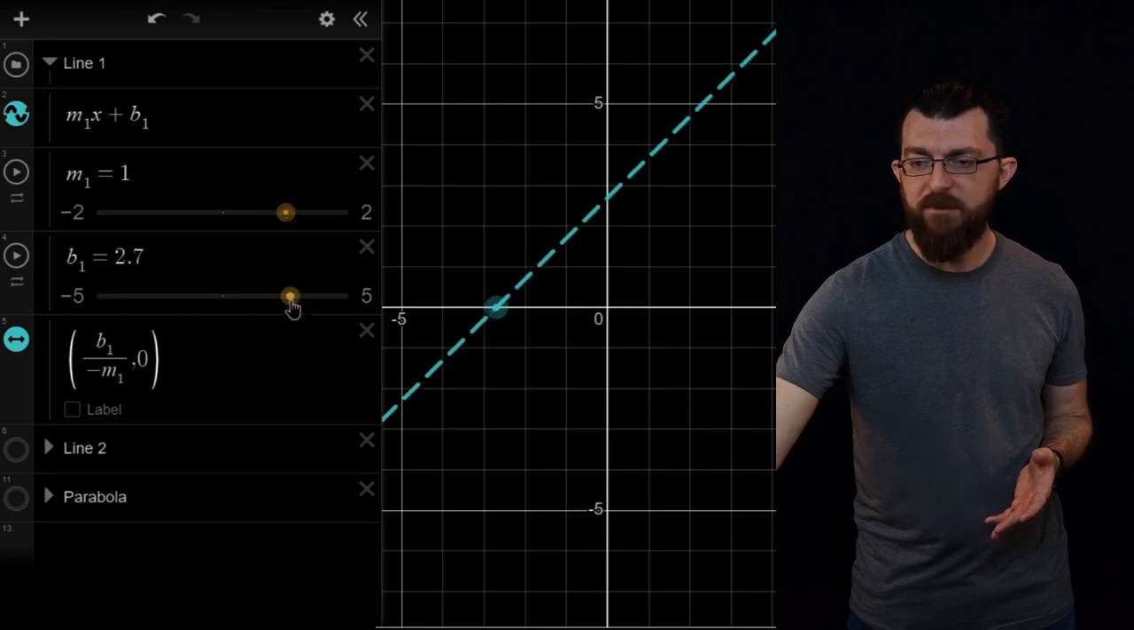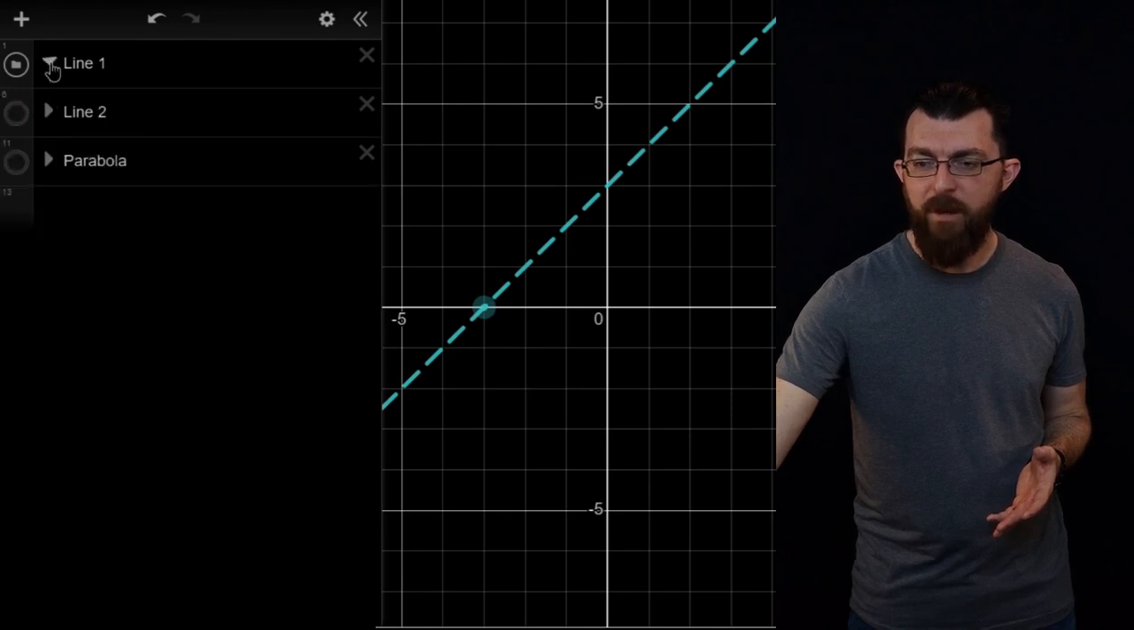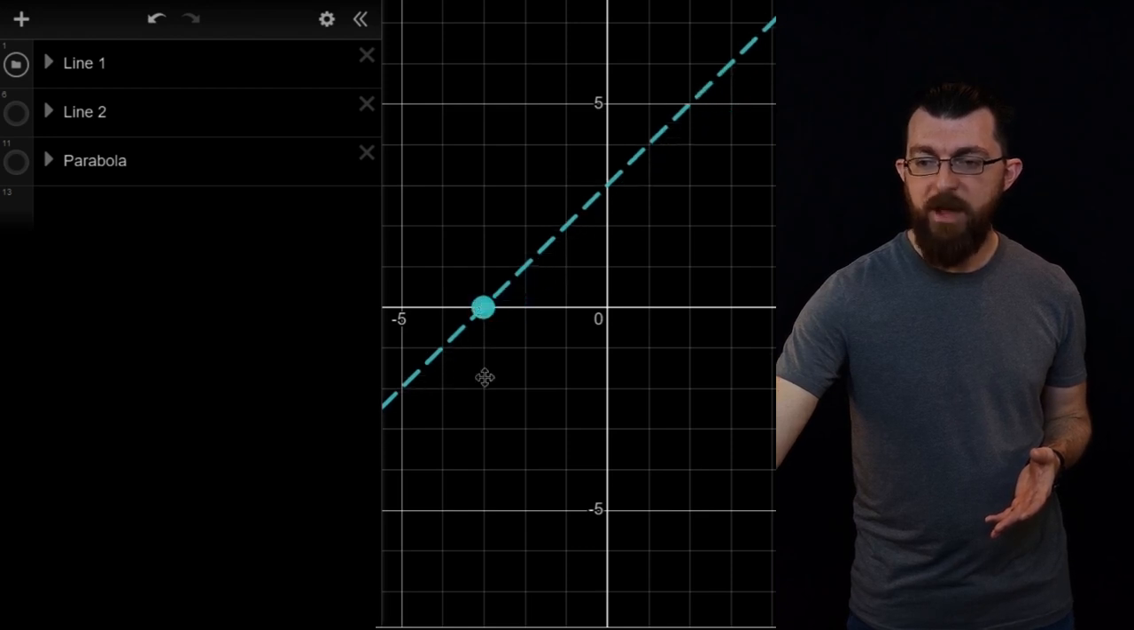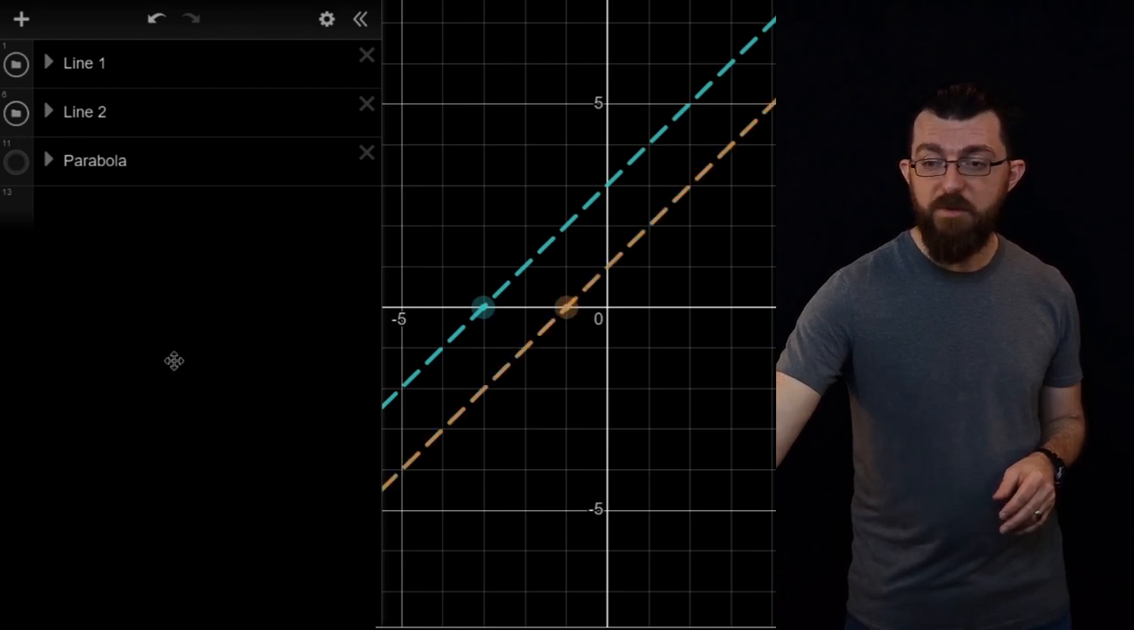Let me see if I can get this back on nice even numbers. And I also have a point indicated here. Not the y-intercept, I'm interested in the x-intercept. That point right there. And I've got it adjustable, so I can move this line around by dragging the x-intercept. Okay, I'm going to need a second line for this. And there we go. 2 lines.